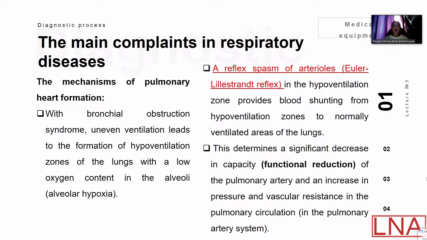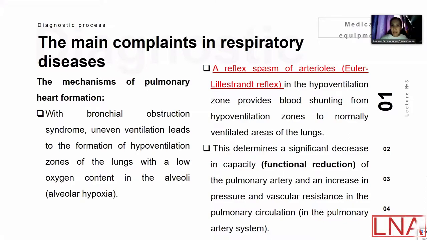Next point. This determines a significant decrease in capacity, a functional reduction of the pulmonary artery, and an increase in pressure and vascular resistance in the pulmonary circulation.